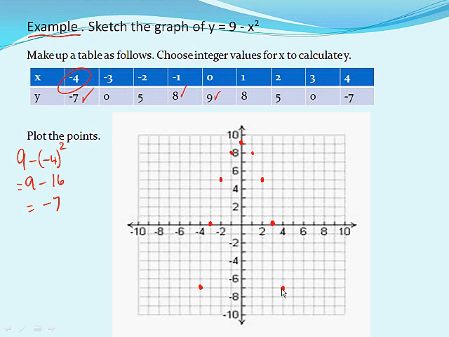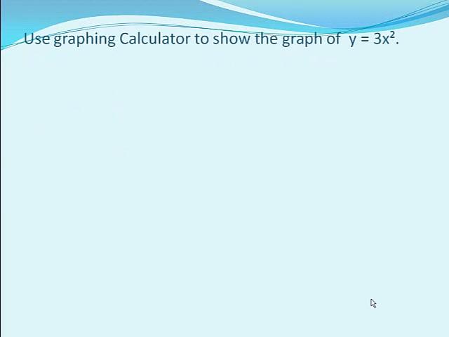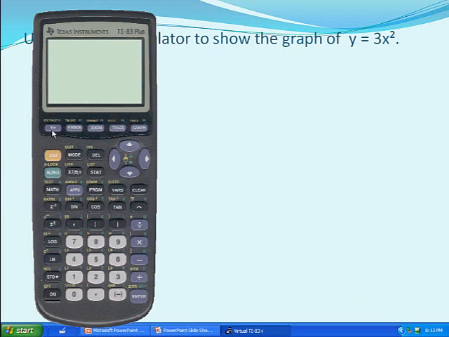Now we need to join these points by a smooth curve. And this is how the graph will look. Here we are going to use the graphing calculator to show the graph of y equals 3x squared. So we go to the function editor, which is written as y equals, and then type in the formula 3x squared, 3x to the power 2. Now if we get the graph, we will get this shape.